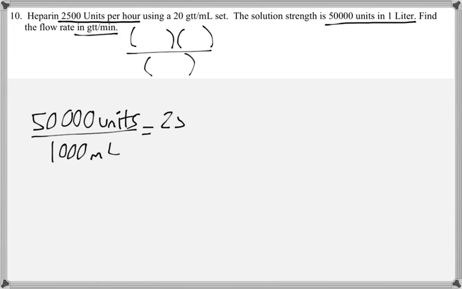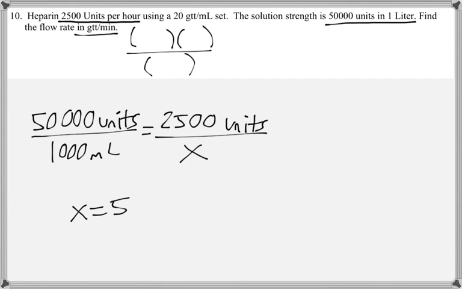And my order was for 2500 units. So I'm trying to figure out how many mLs this 2500 units is. And it's going to be 50. And this is milliliters per hour because this was units per hour.